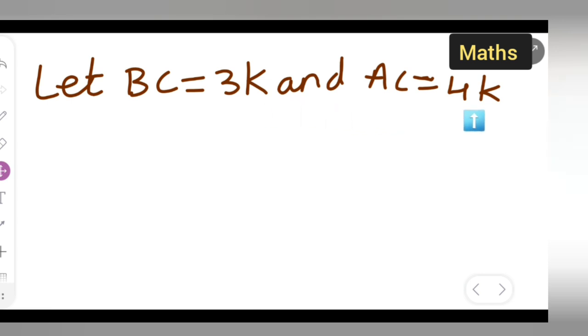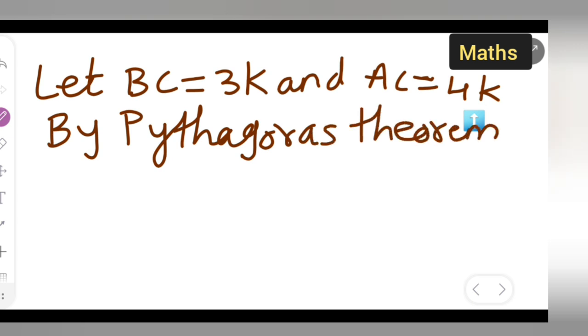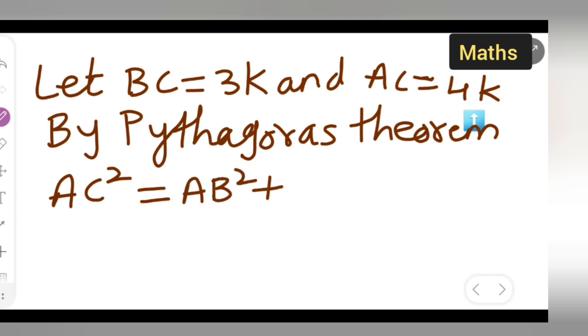Okay, now I will be applying the Pythagoras theorem. So write down, by Pythagoras theorem, we are applying this to triangle ABC, right? So AC square is equal to AB square plus BC square.